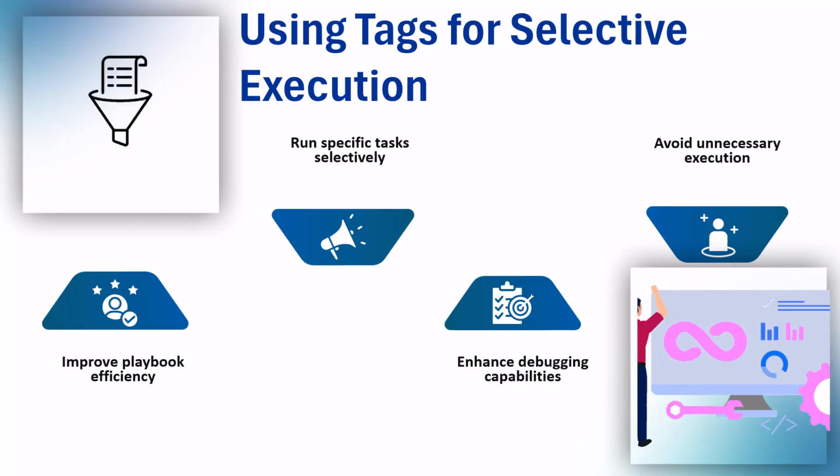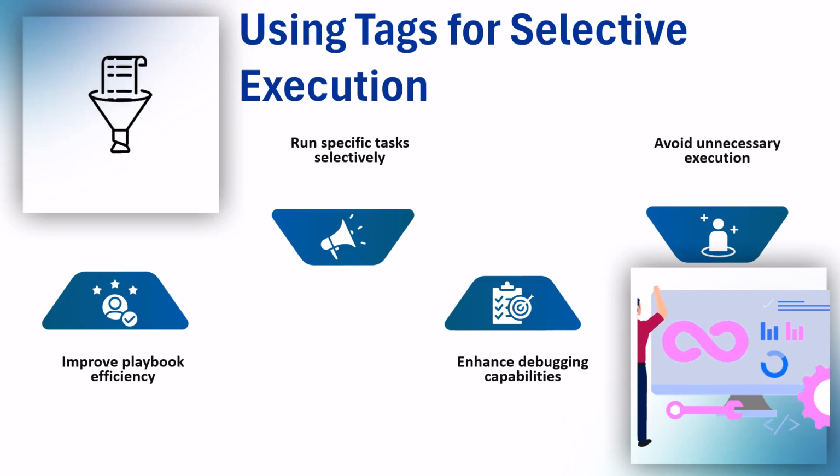Imagine if your playbook was a buffet. You don't want to eat everything, just what you need. That's where tags come in. They allow us to execute specific tasks without running the whole playbook, making things efficient. Plus, debugging becomes much simpler.